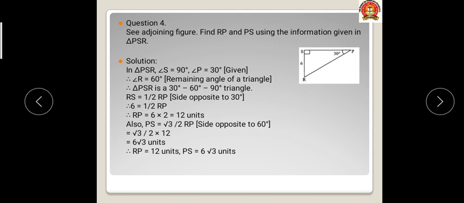Now we have to find PS. PS is the side opposite to 60 degree. It is root 3 by 2 of RP. So root 3 by 2 into 12. So it is 6 root 3 units. Therefore RP is 12 units and PS is 6 root 3 units.